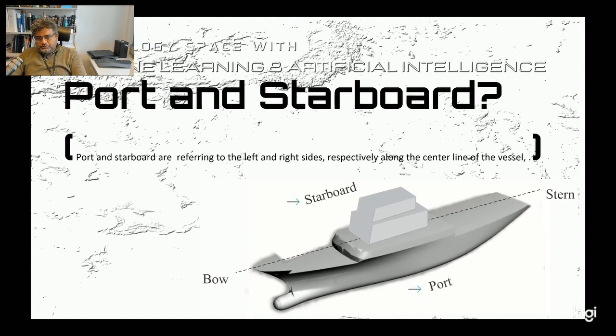So the next two terms would be port and starboard. The port is the left side of the vessel and the starboard is the right side of the vessel.